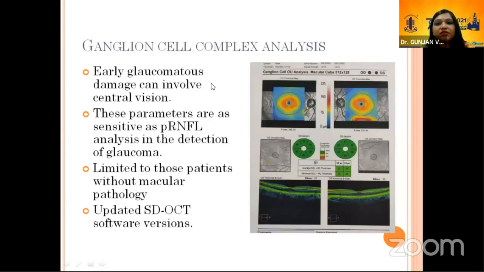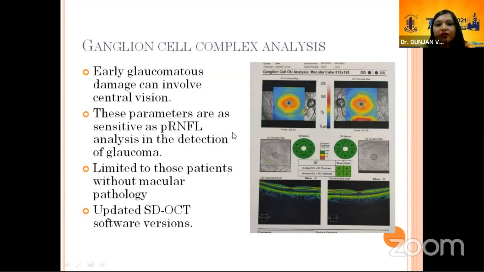Nowadays, various studies have suggested that early glaucomatous damage can involve central vision. So here we analyze the ganglion cell layer and inner plexiform layer. They are as sensitive as retinal nerve fiber analysis in detecting early glaucoma. So here the red part represents the abnormal ganglion cell thickness, and anything in hotter colors represents abnormal thickness. And here yellow represents the borderline thickness.